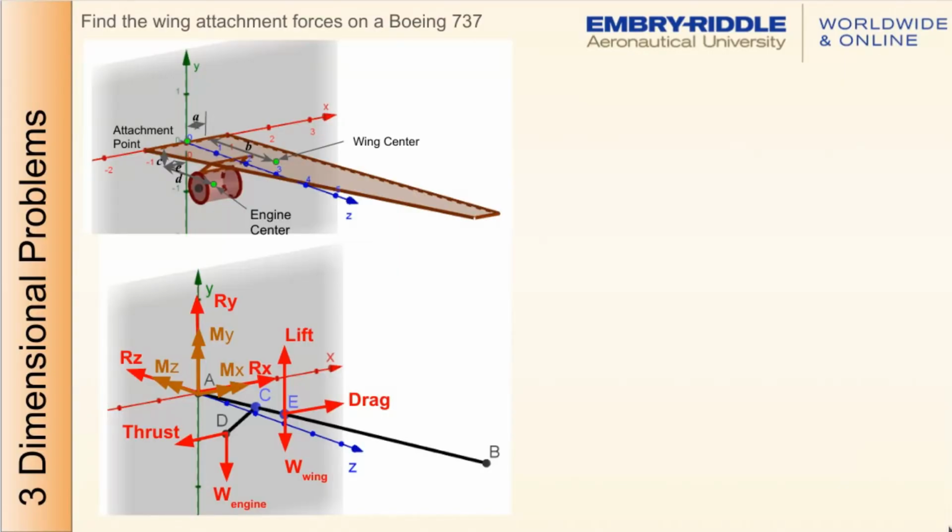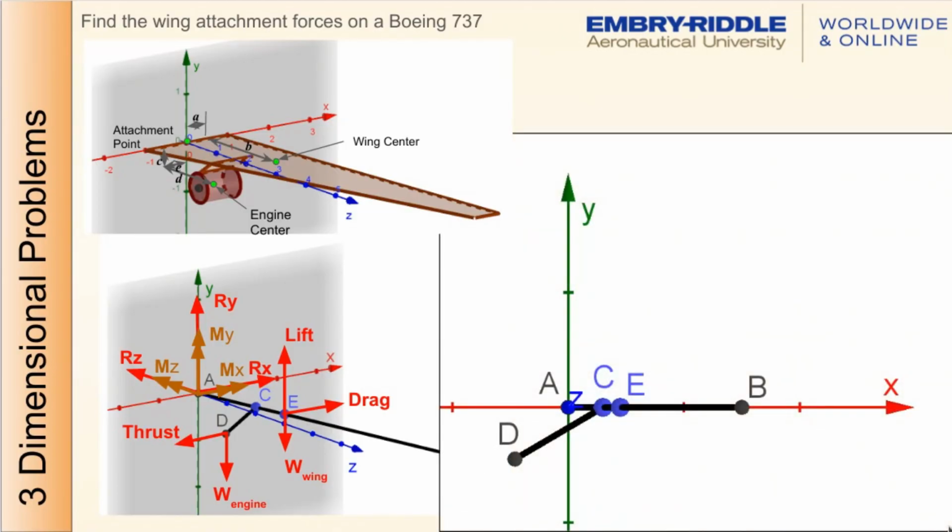Notice I drew MZ in the negative Z direction and RZ in the negative Z direction. That's fine. That's the direction we assumed, and we'll use that in solving the problem. But when you do the direction at the end, if RZ is negative, you'll say it's pointed in the positive Z direction instead.